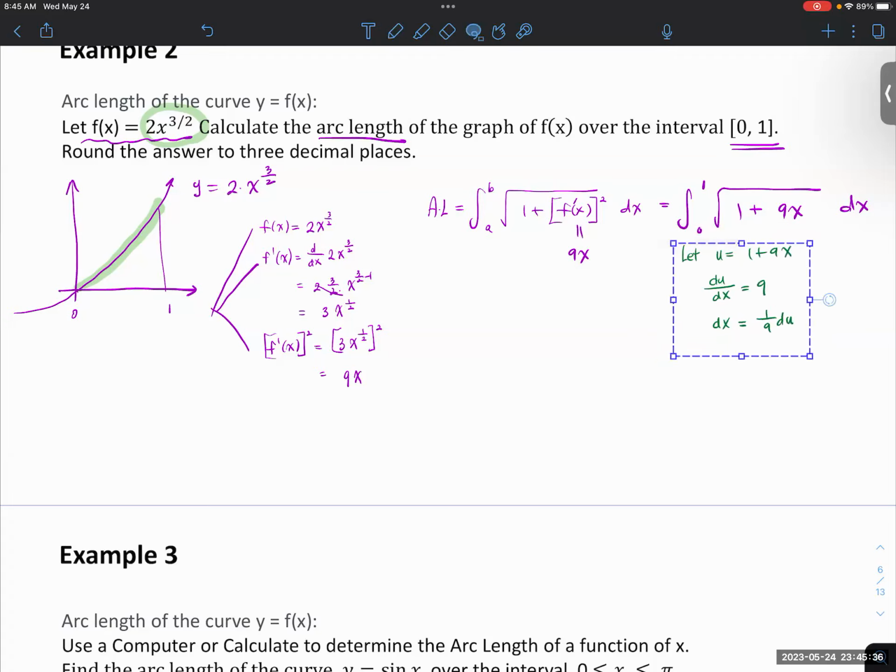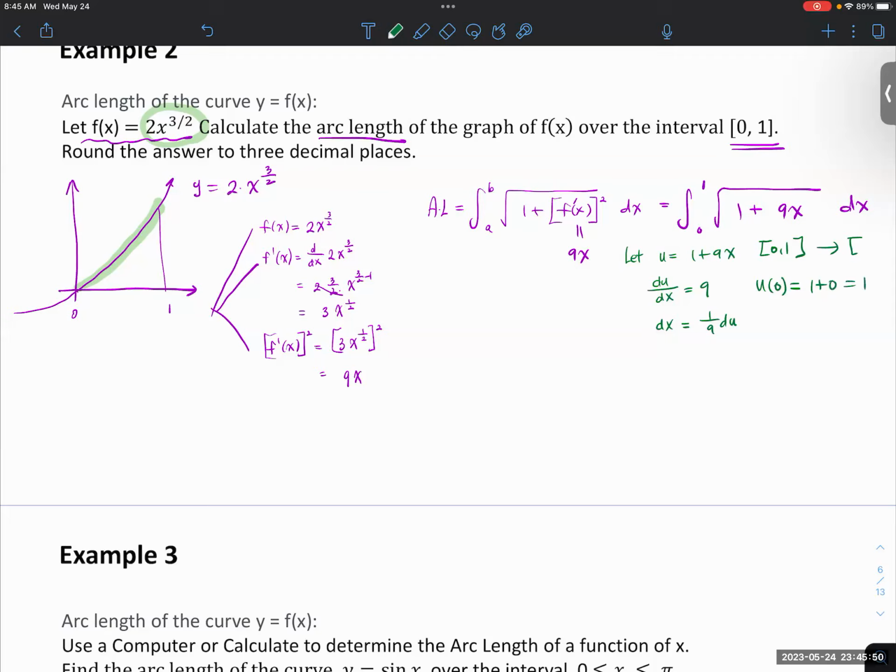So we can substitute in terms of the u variable, and the limits 0 and 1 will be in terms of u. At x equals 0, u is 1 plus 9 times 0, which is 1. At x equals 1, 1 plus 9 is 10. So 1 to 10 is the interval in terms of the u variable. Now dx is 1 over 9 du, so it is going to be 1 over 9, integral from 1 to 10, radical u du.